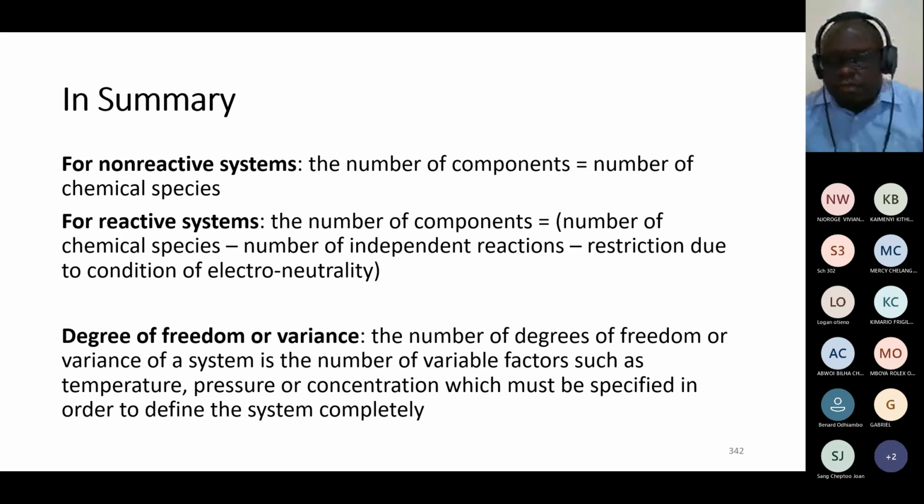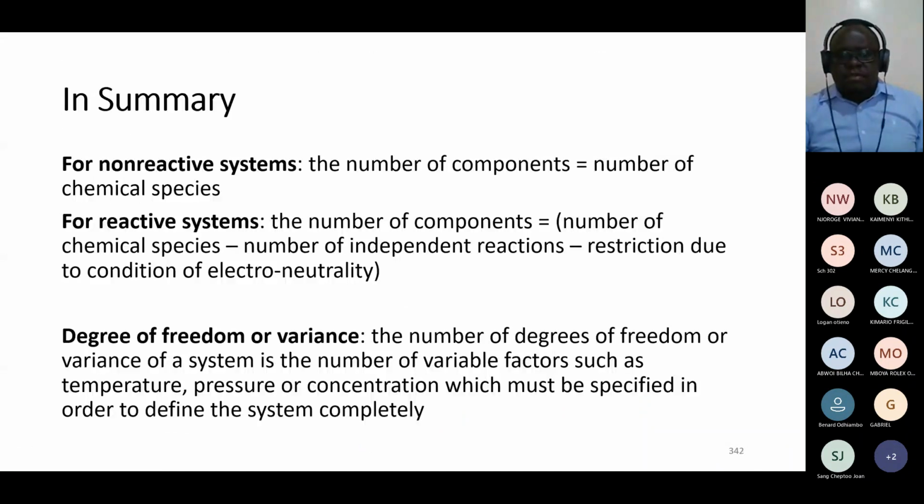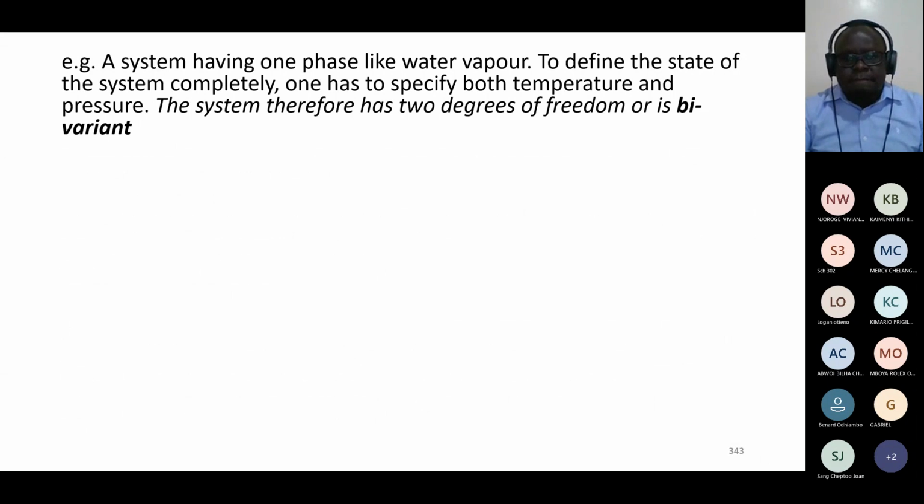The degree of freedom or variance is the number of variable factors such as temperature, pressure, or concentration, which must be specified in order to define the system. Okay, so we looked at different ways to determine the degrees of freedom, and for different systems, they would have different degrees of freedom.